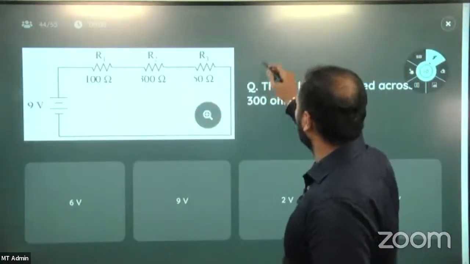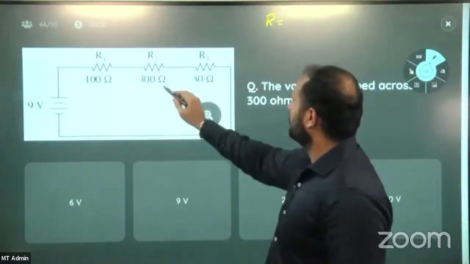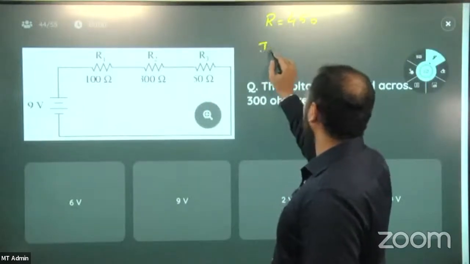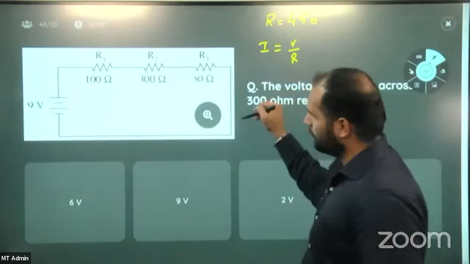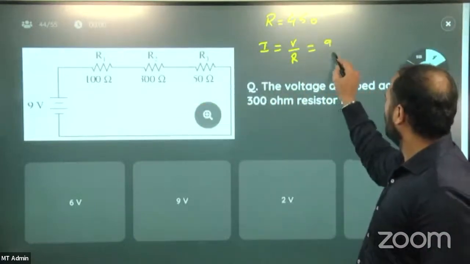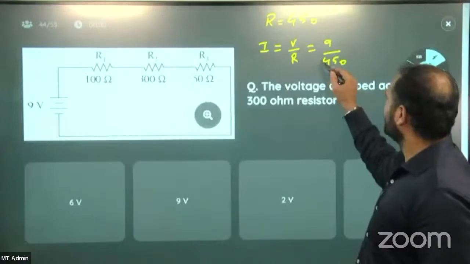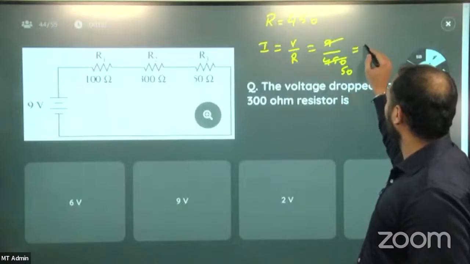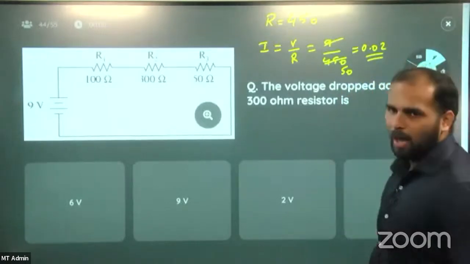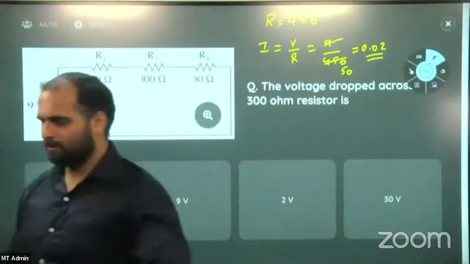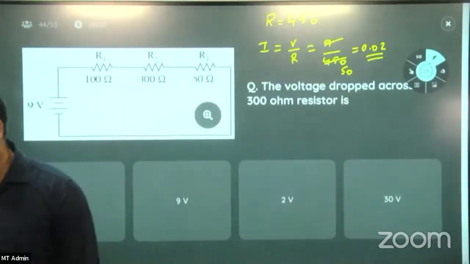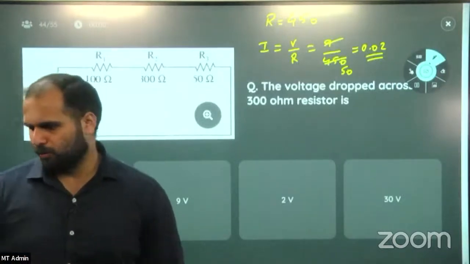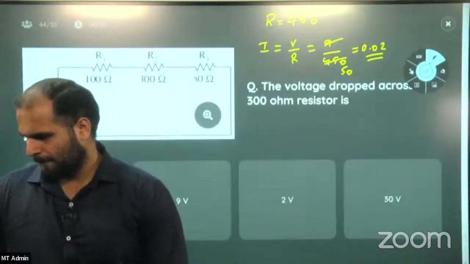The voltage drop across 300 ohm resistance. See, I know that total resistance is 300 plus 100, 400, plus 50, that is 450. So what will be the total current? It is V upon R, and V is 9, so 9 upon 450. Basically 9 by 45 is 1 by 5, so it will be 1 by 50. 1 by 50 is 0.02. How many of you didn't understand that 1 by 50 is 0.02? Please message in the chat box.